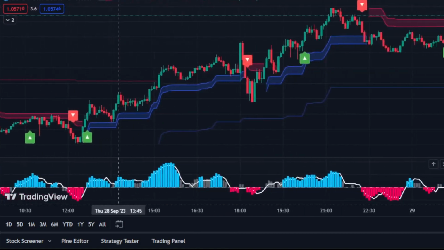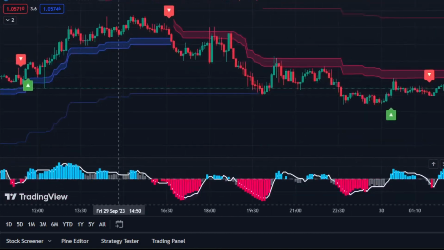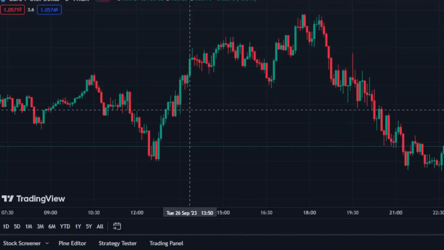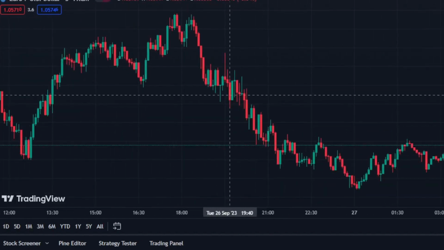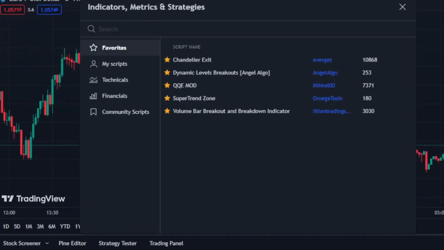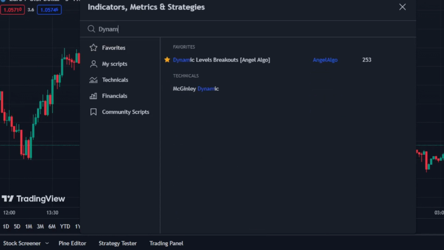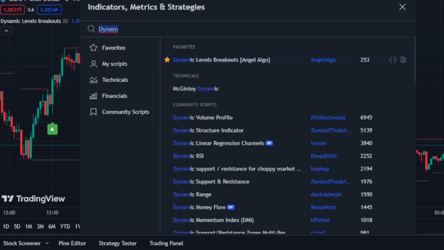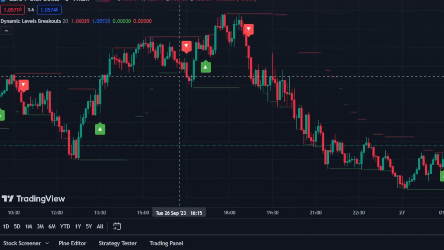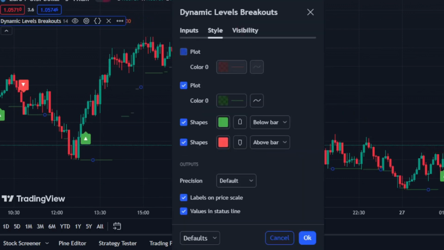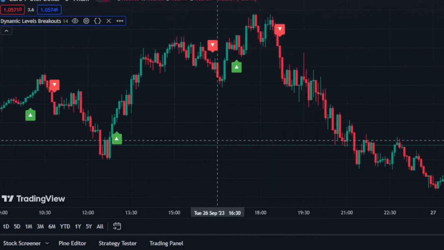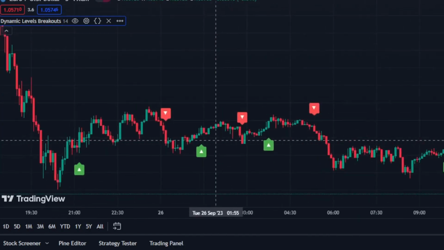We are going to use 3 main indicators in this strategy. Let us start by adding our first indicator. Our first indicator is the dynamic levels breakouts. To add this indicator to your chart, go to the indicator section and search for the dynamic levels breakouts. Add the indicator to your chart. Modify the settings, change the period to 14 and uncheck the signals. Save the settings. The dynamic levels breakouts indicator gives us the exact buy and sell signals but sometimes gives fake signals. To avoid that, we will be adding a second indicator.